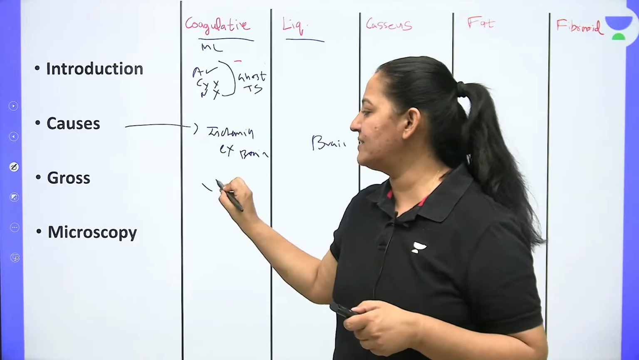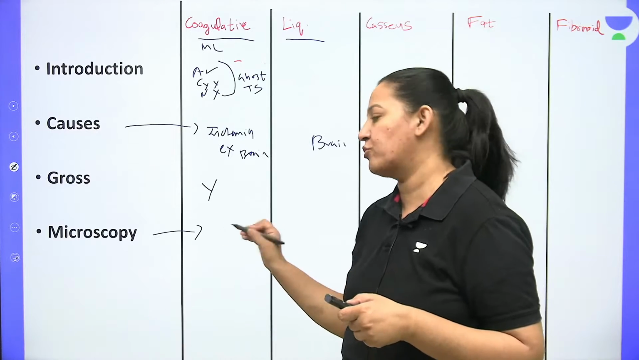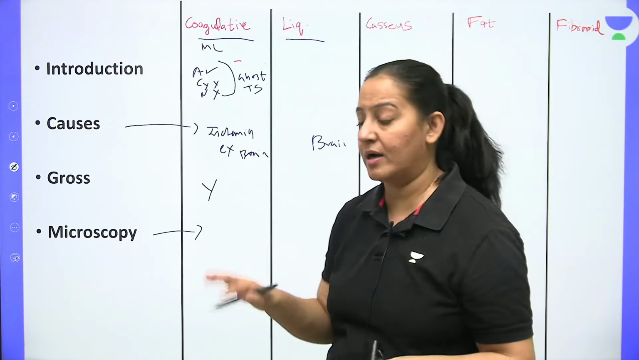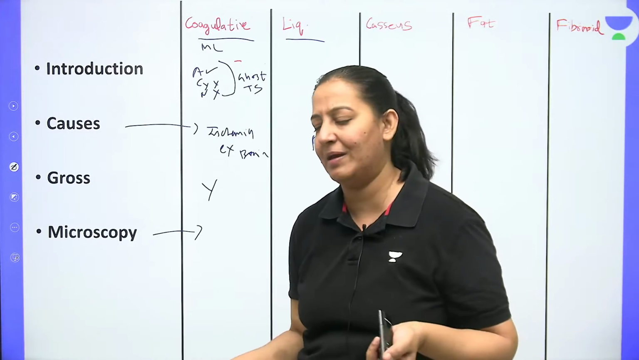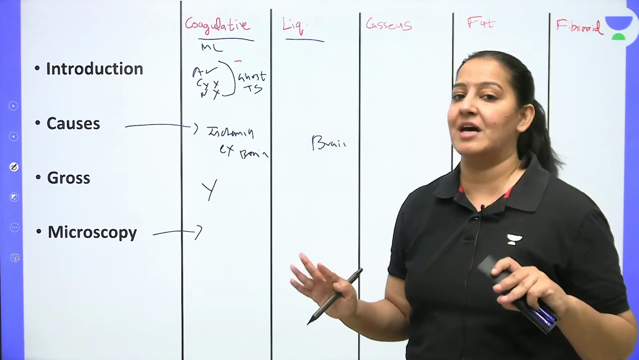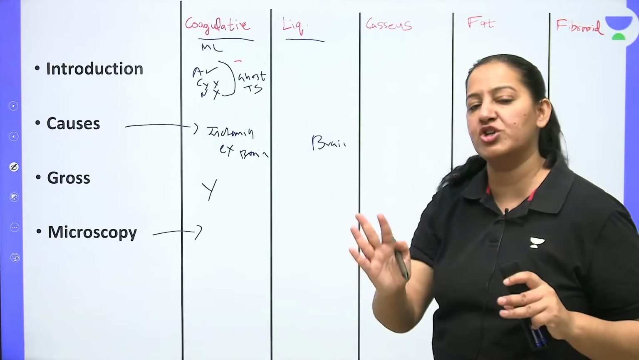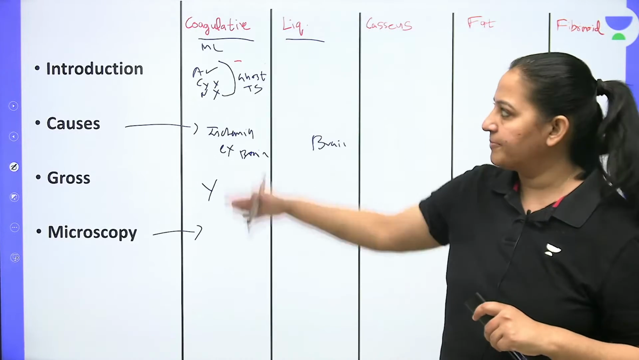In gross, you may write down the organ is yellow, pale, swollen. In microscopy, you may draw the diagram. On one side show normal, on the other side show coagulative organ, it can be kidney, where only outlines are maintained. Rest of the details are lost, and at the junction show the inflammatory infiltrate. So that is the coagulative necrosis.